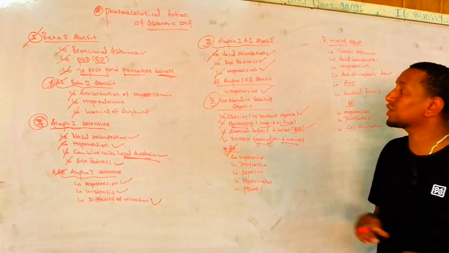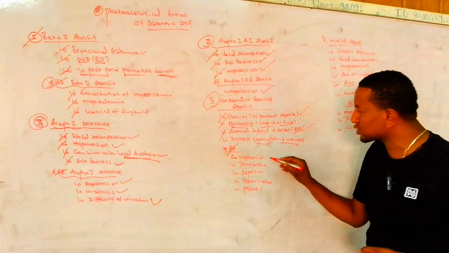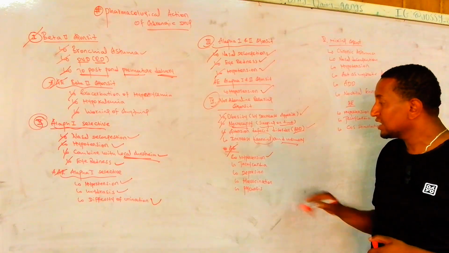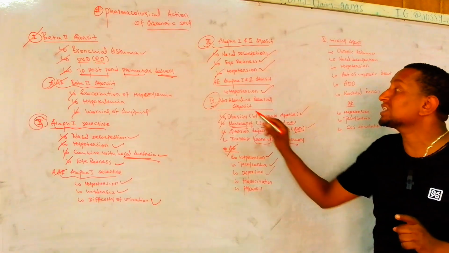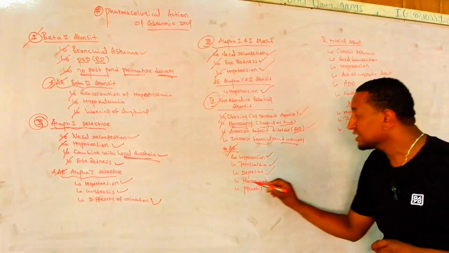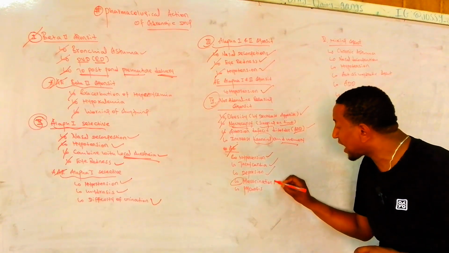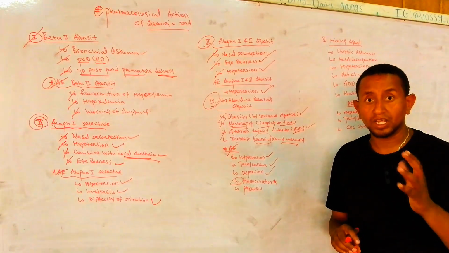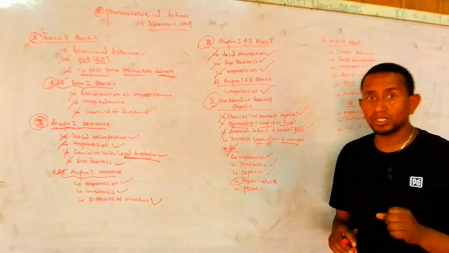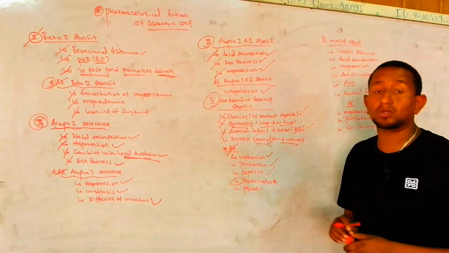So what are the side effects of noradrenaline releasing agonists? The first one is hypertension. The second one is tachycardia. The third one is depression. When a person is taking a noradrenaline releasing agonist, they may develop hallucination. They should stop the drug immediately because hallucination is false perception. There are two types of hallucination, visual hallucination as well as auditory hallucination.